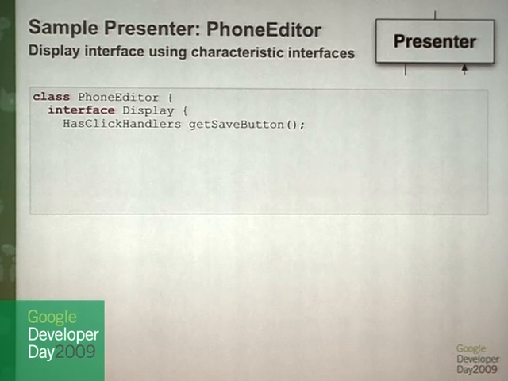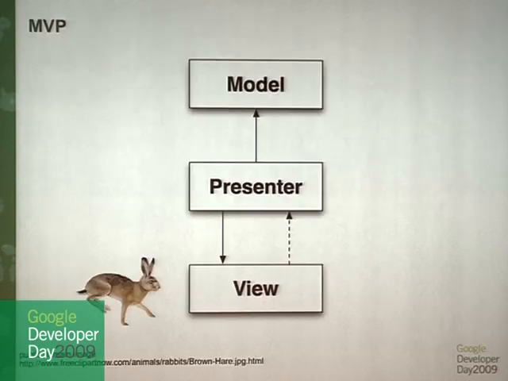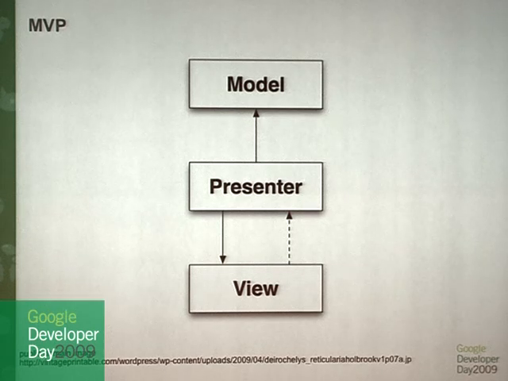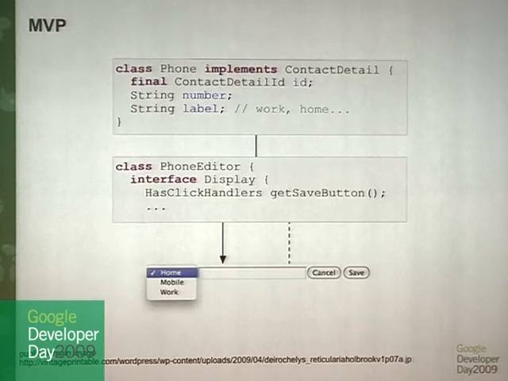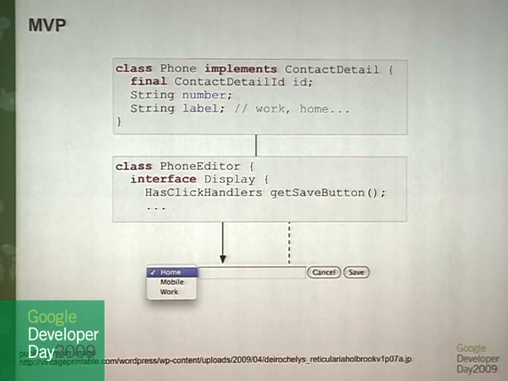So this is the presenter. We are now creating the presenter. And this presenter is called Phone Editor. The very first thing the presenter does is declare an interface. And this is the interface the view will implement. And so let me just go back here. You see this piece of UI at the bottom where we have a label. We have home, mobile, and work. That's the label. Then we have a text field, which has the phone number. And then we have a cancel button and a save button. So there's 4 pieces.